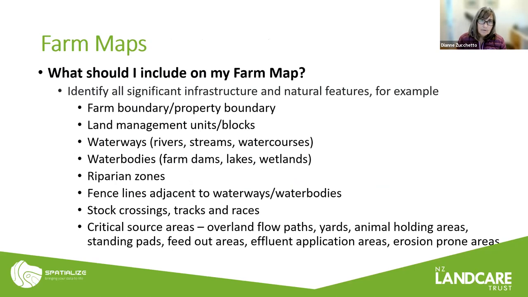So what should be on your farm map? You want to identify all significant infrastructure and natural features. For example, we can start with your farm boundary, so we can constrain the map to just your property boundary. You might want to identify your land management units or your farm blocks. We want to map waterways such as rivers, streams, watercourses, and waterbodies such as farm dams, lakes, wetlands, riparian zones, fence lines adjacent to waterways and waterbodies. You want to identify stock crossings, tracks and races, and any critical source areas, such as overland flow paths, yards, animal holding areas, standing pads, feed out areas, etc.